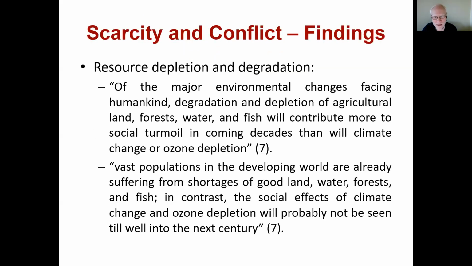So what are some of the findings? On resource deprivation and degradation, of the major environmental changes facing humankind, degradation and depletion of agricultural land, forests, water, and fish will contribute more to social turmoil in coming decades than will climate change or ozone depletion. Well, on ozone depletion, that's something that we've been reversing a lot. So that shouldn't be leading too much to conflict.